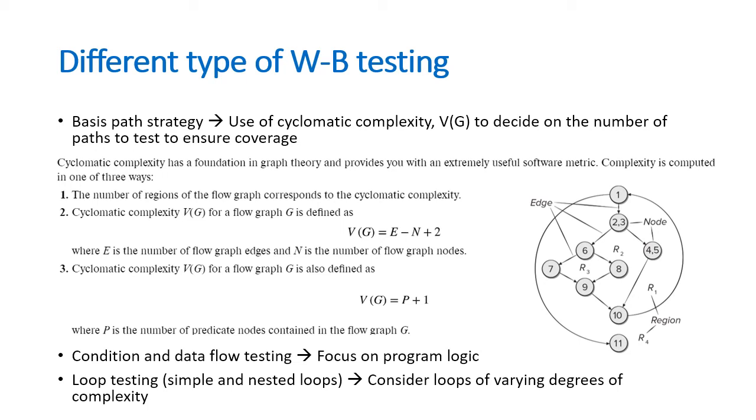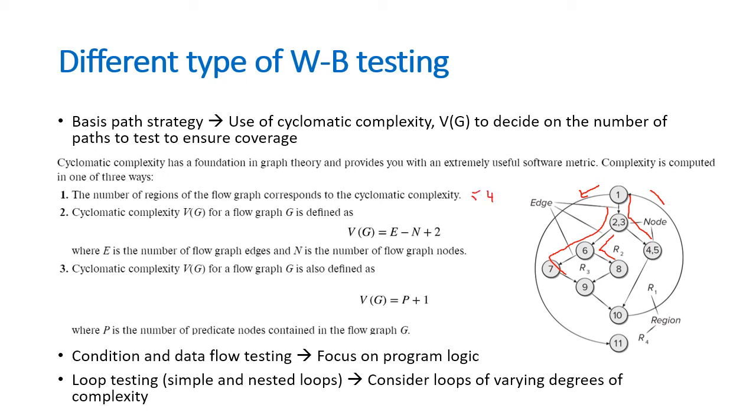So the graph that I showed you just now on the right, and this metric actually provide us with an extremely useful idea of how complex a code is. And this is computed in one of the 3 ways. The first one is to look at the number of regions of the flow graph to understand what is the VG. So for example here we have one region, 1 to 11. We have the second region, from 1, 2, 3, 4, 5, and then you go to 10. The third one, this one, and the fourth region is this one. So in this case, we have 4 regions, so the VG is equal to 4.